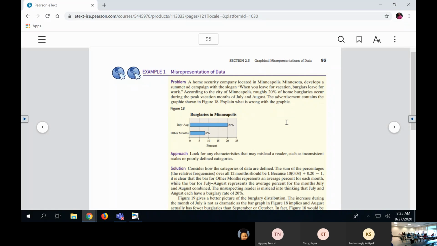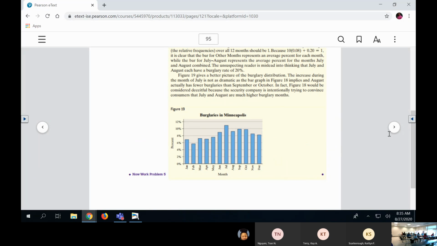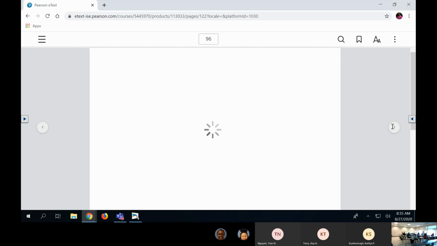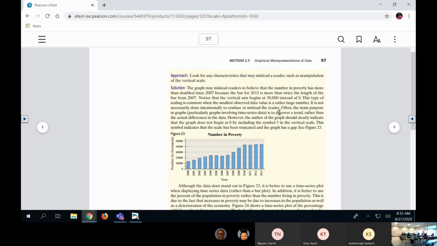Usually when you're talking about misrepresentations, there's something about the graph that just doesn't work. I told you probably at the end of the last class to make sure you look at the soccer ball first. I don't know if I told you that or not.